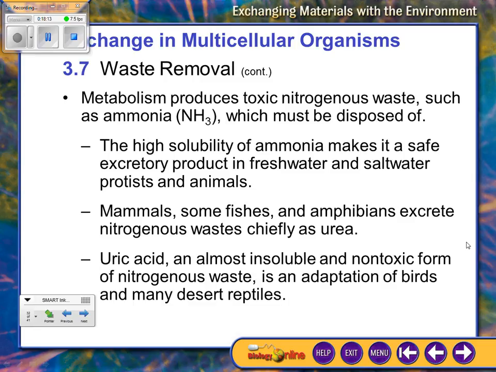So things that are more adapted to even drier areas, like some birds, lizards, they actually make it a solid product, and it's kind of like a salt-looking thing, and it doesn't hurt them as a solid. And then they can blow it out their nostrils. There's even some plants that excrete. You see little salt things on the edge of plants sometimes that live near the ocean.